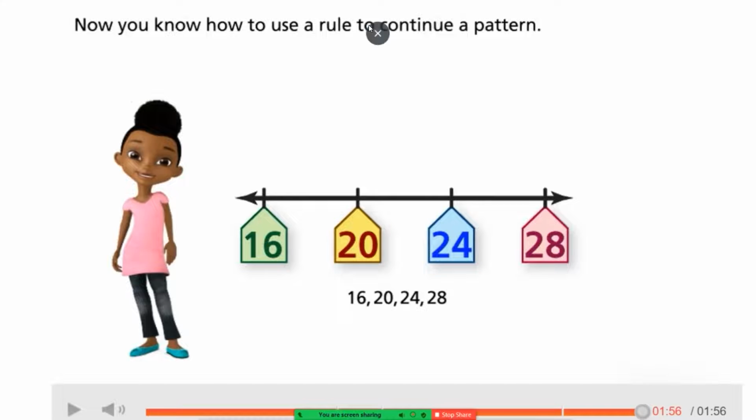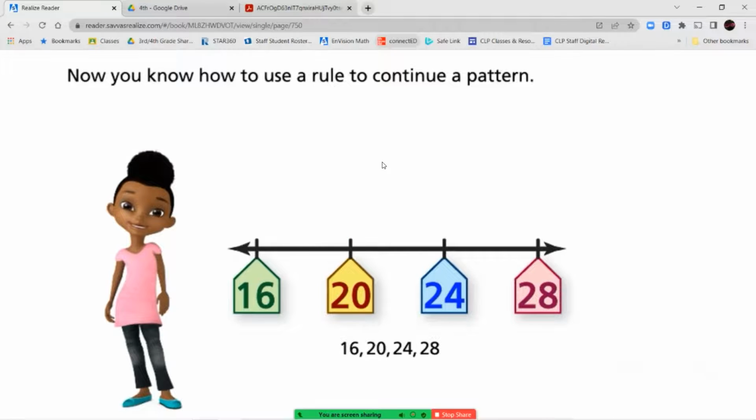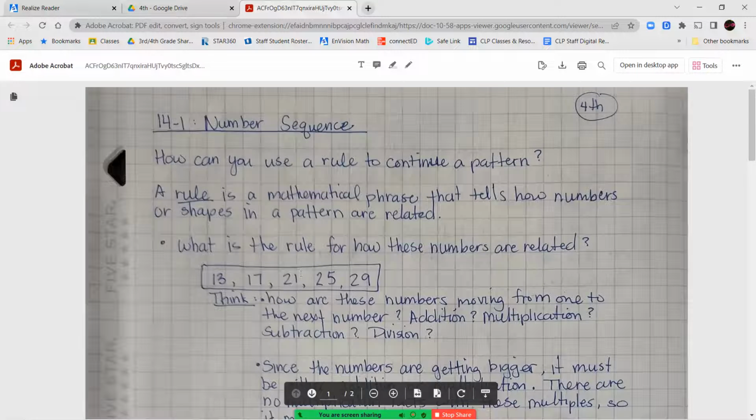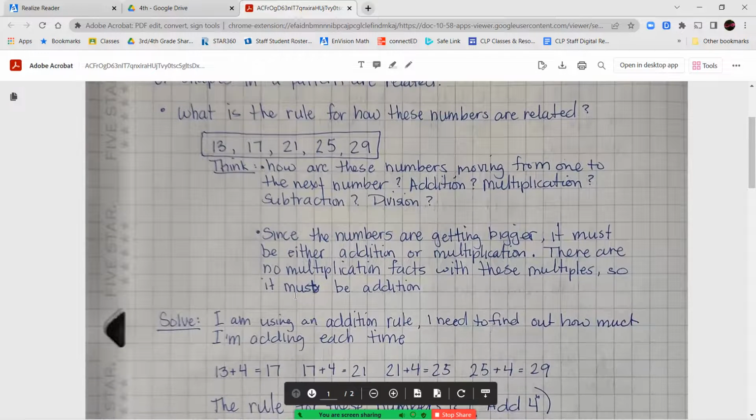Okay, let's go ahead and jump into our notes and guided practice. So you guys saw that this was a pretty straightforward lesson. Let's see how we're going to apply it. So how can you use a rule to continue a pattern? We know that a rule is a mathematical phrase that tells how the numbers or the shapes in a pattern are related. So for this one, I said, what is the rule for how these numbers are related? 13, 17, 21, 25, and 29.